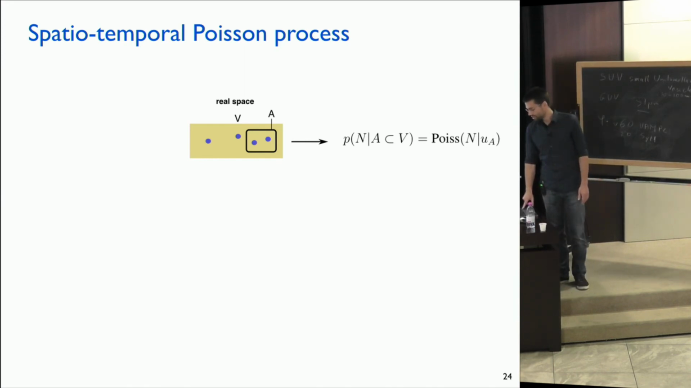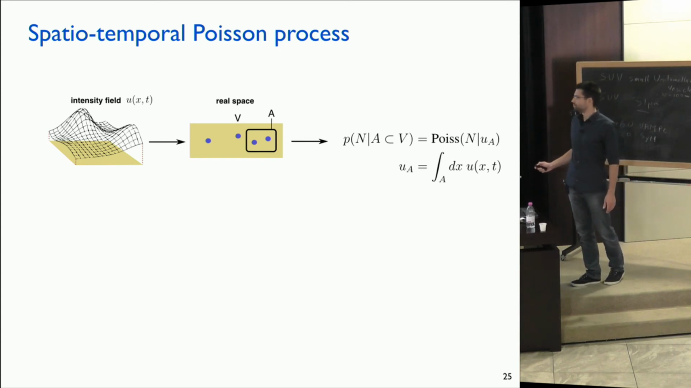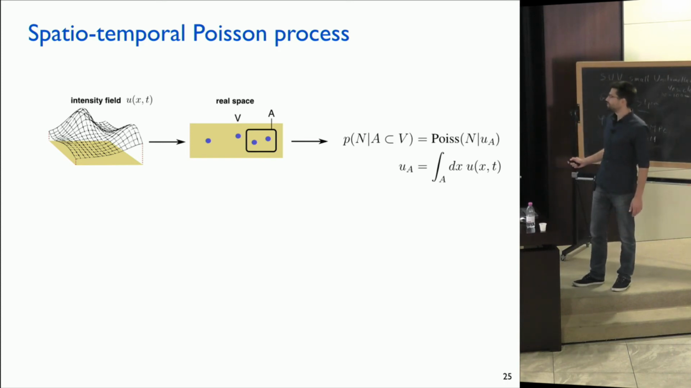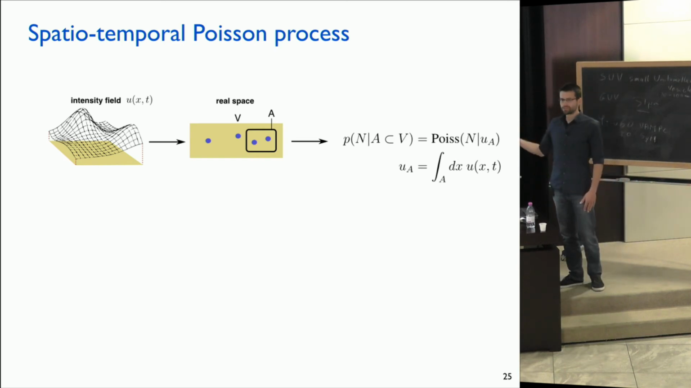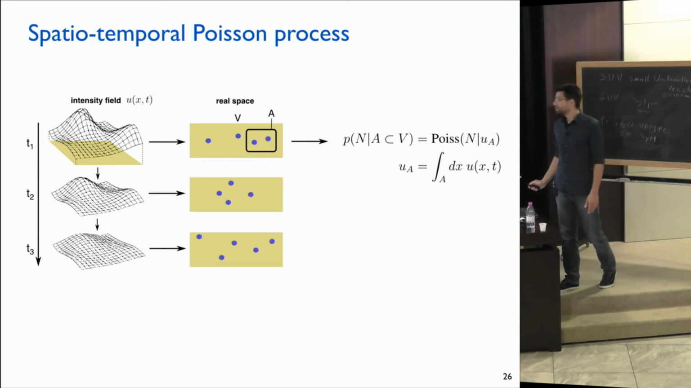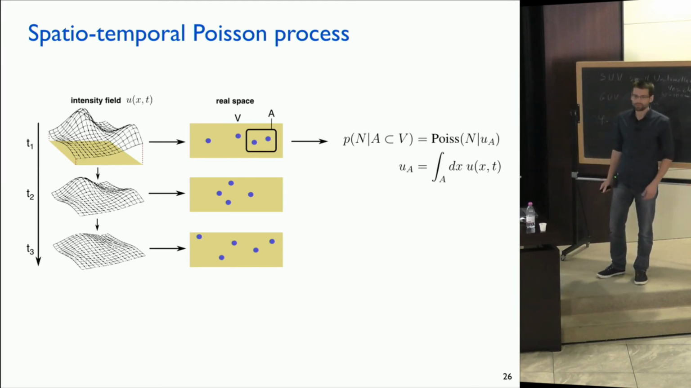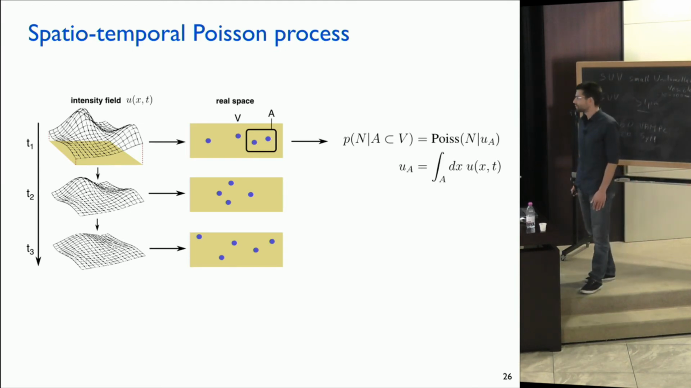The mean value can be characterized by an intensity function, which is a non-negative real-valued function over the same volume V. And the mean value for any subregion A is then simply given by the integral over this intensity function. Okay, this is a spatial Poisson process. How do we derive a dynamical description? We let the intensity field evolve in time, for example, by defining it as the solution of a partial differential equation. And for each time point, we have a spatial Poisson process.